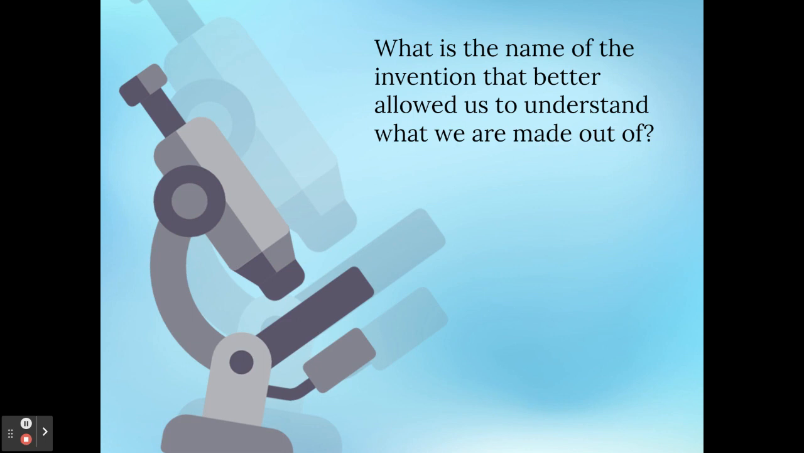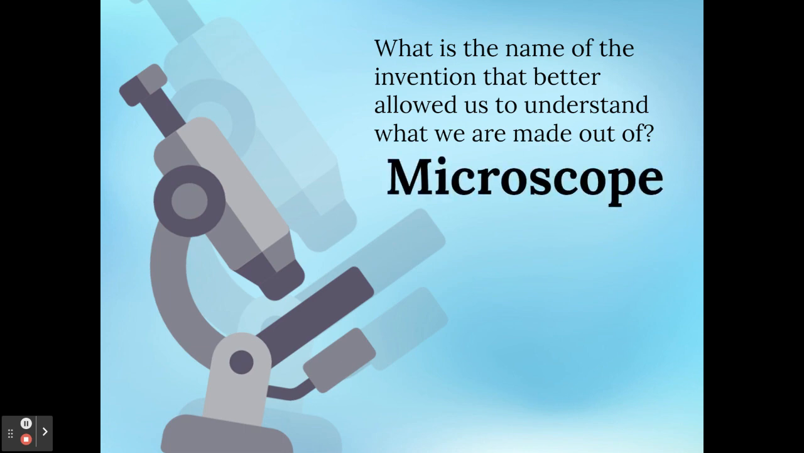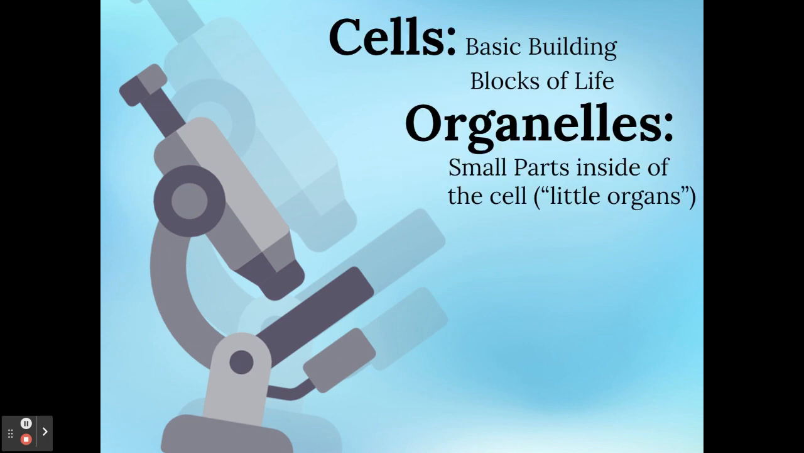The first question we have here says, what is the name of the invention that better allowed us to understand what we are made of? A microscope is something that was invented that allowed us to finally look at stuff that is much smaller than what we can actually see with just our eyes alone. So we were finally able to look at cells and see what living things are made up of, and then even what's going on inside of cells. And that's what we're going to talk about today.